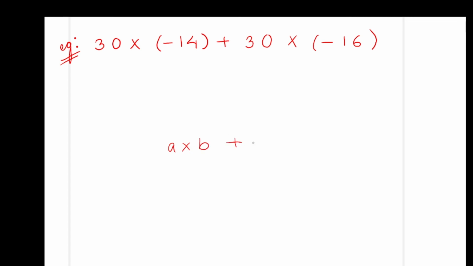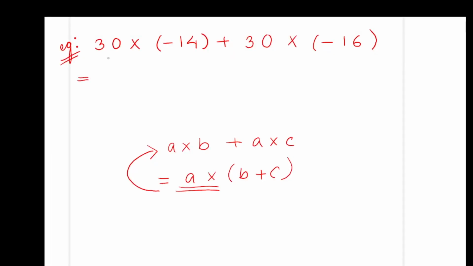30 into minus 14 plus 30 into minus 16. Now, if we observe this question, you may have noticed or not, I don't know. See, A into B plus A into C, that means A into B plus C. When we apply the distributive property here, we get this one. Same process.